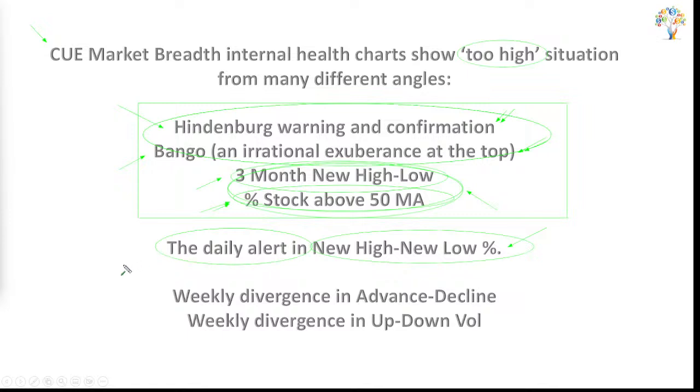So this is another alert that comes from the Q market breadth chart daily interval. And two alerts come from the weekly interval, weekly divergence in advance decline and weekly divergence in up down volume. So I am specifically noting when it is weekly, when it is daily, both for Q Finder and also for market breadth. Some are more appropriate for the weekly interval, some for the daily interval.